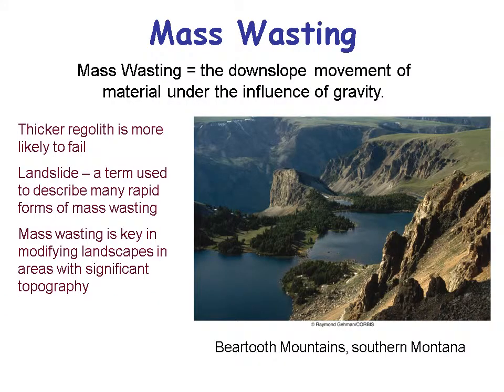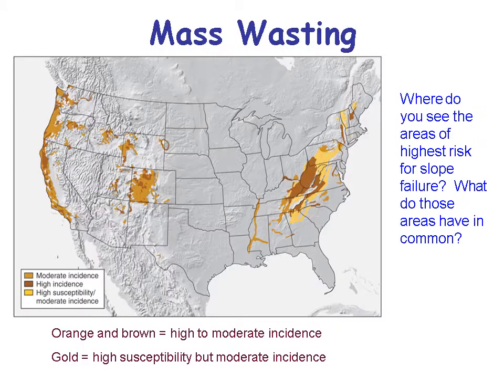Which leads to a definition of mass wasting and a landslide. Mass wasting is the downslope movement of material under the influence of gravity, and a landslide is just mass wasting that happens quickly. And here are the parts of the U.S. that experience mass wasting, i.e. landslides, and as you'd expect, they're in areas where there are mountains.